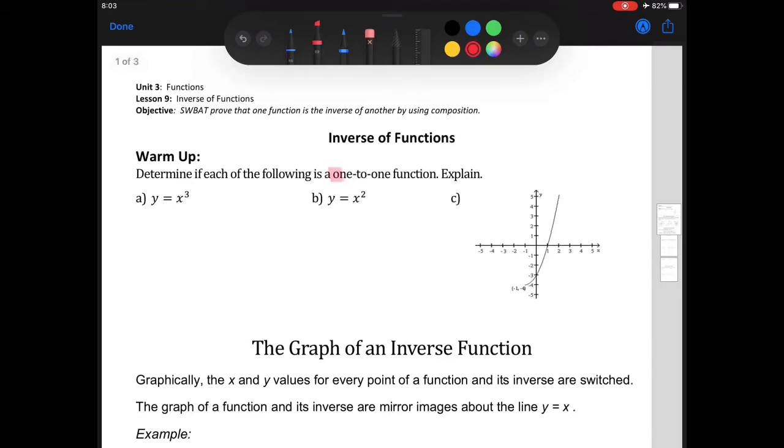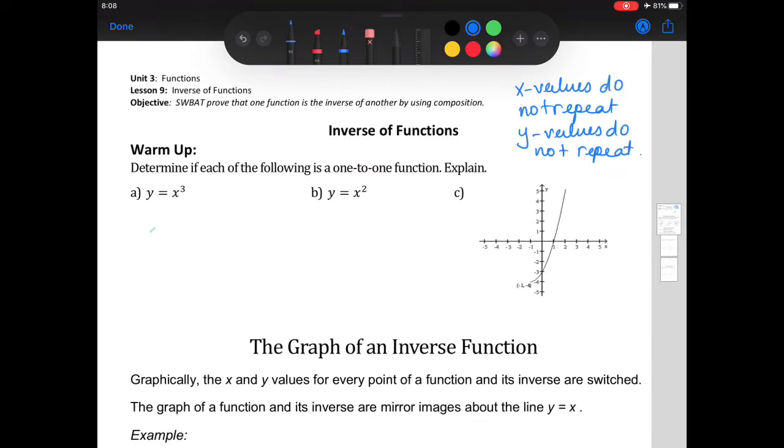So let's review what a one-to-one function is. What is a function? A function is when x values do not repeat, right? X values do not repeat. So now what is a one-to-one function? Y values do not repeat. So now for the warm-up, let's determine whether these three are functions or not.